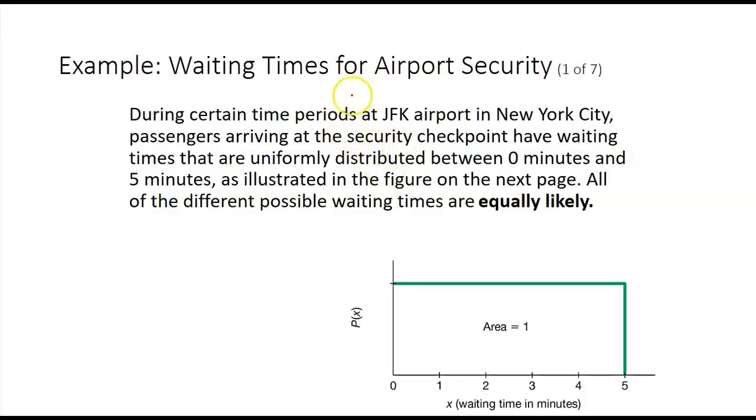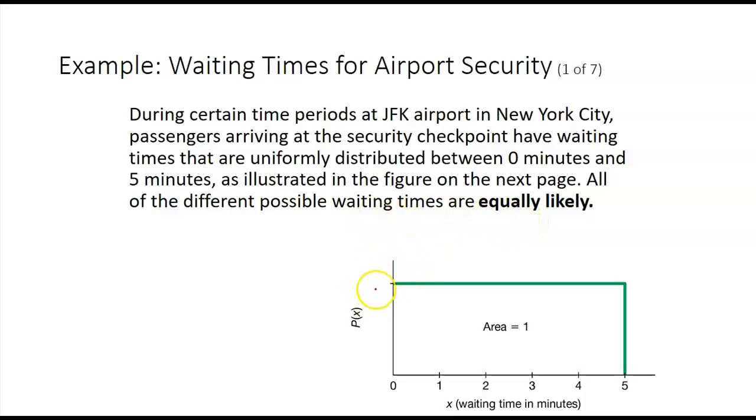Okay, so here's one. During certain time periods at JFK Airport in New York City, passengers arriving at the security checkpoint have waiting times that are uniformly distributed between 0 and 5 minutes. So we've got 0 to 5 here. So all the values are equally likely.